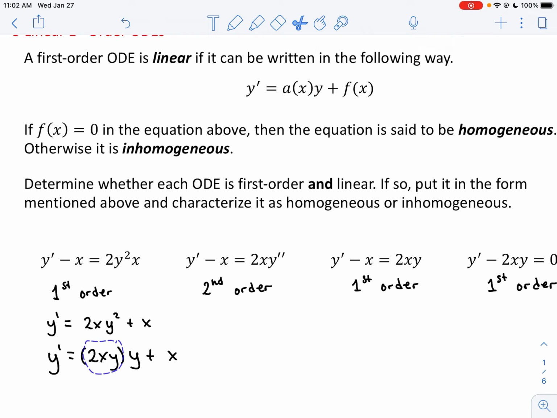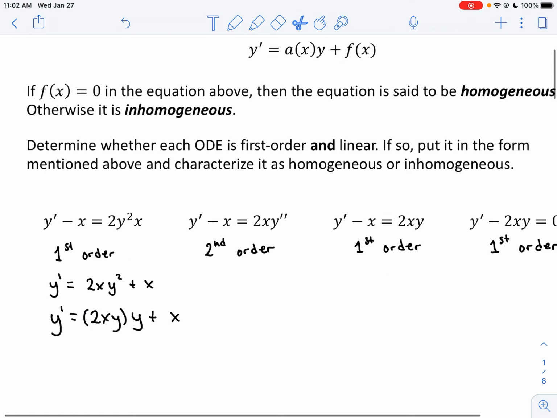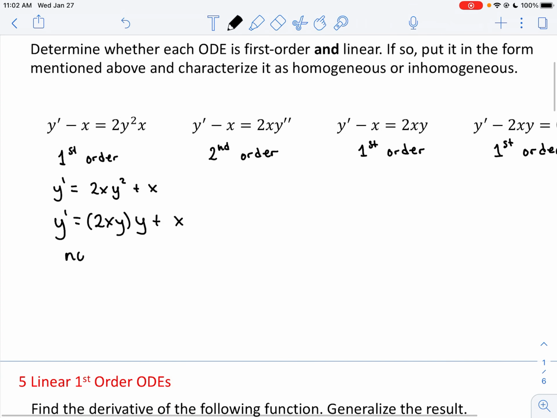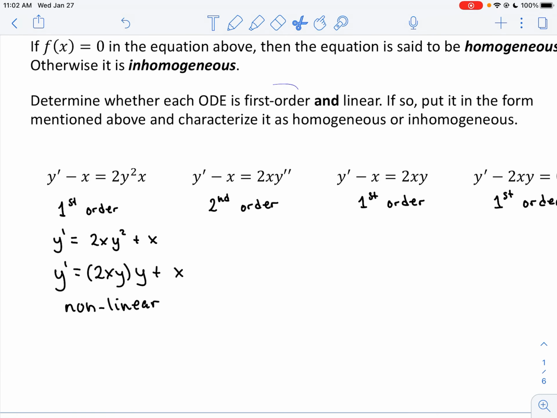But the problem with this is the coefficient of y has to be only a function of x at most, or just constants. There can be no y's involved. So this is not a workaround, if you will. This is a nonlinear differential equation. So this will disqualify this one from further analysis because we're only interested in the ones that are first order and linear. The second equation, we can skip that as well.